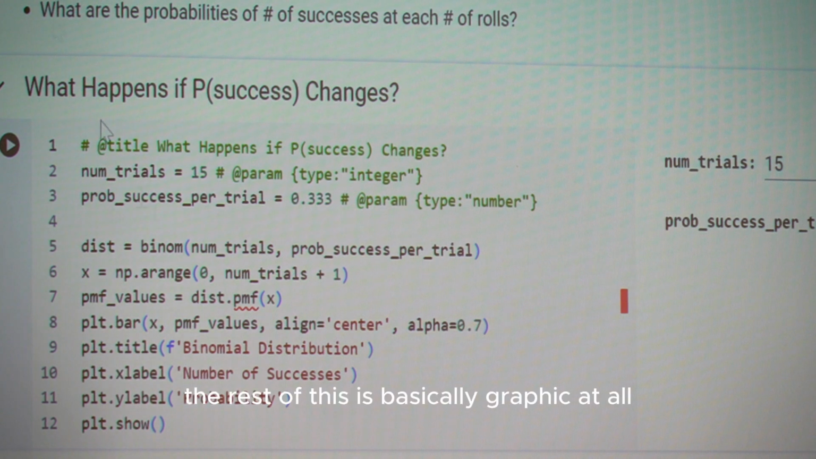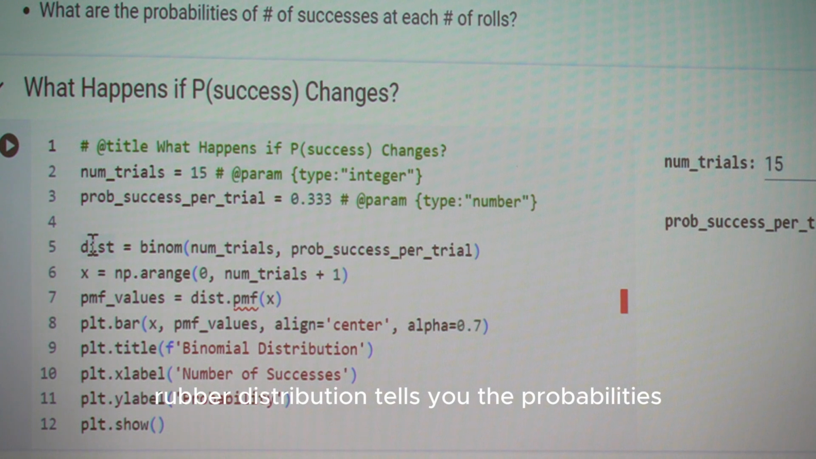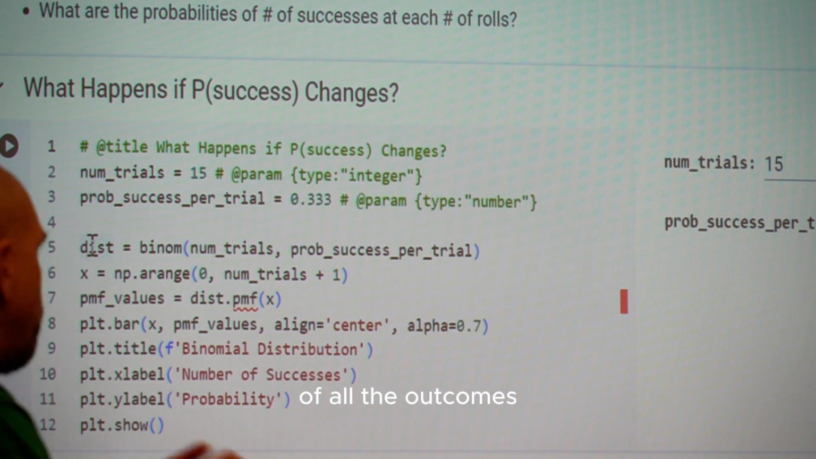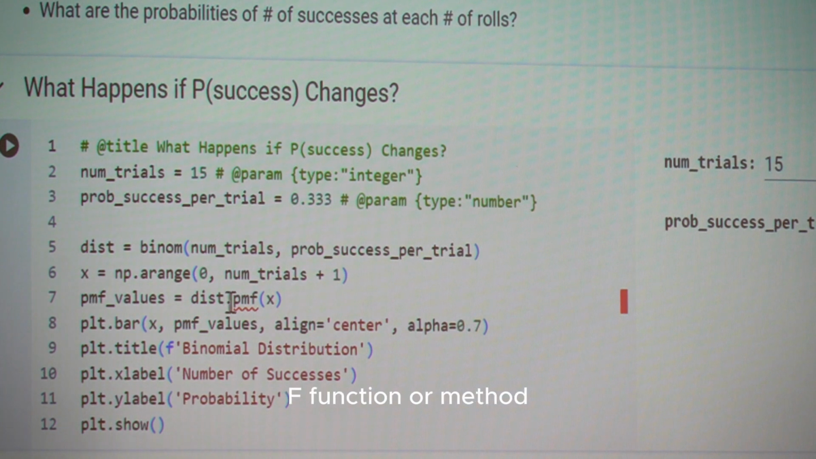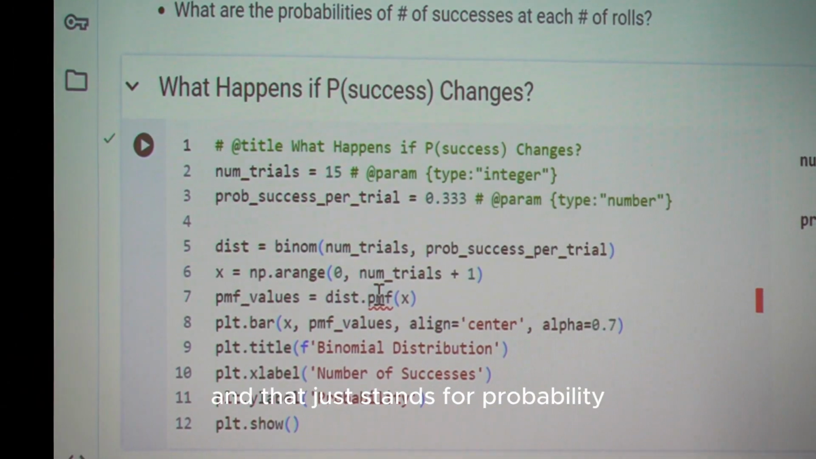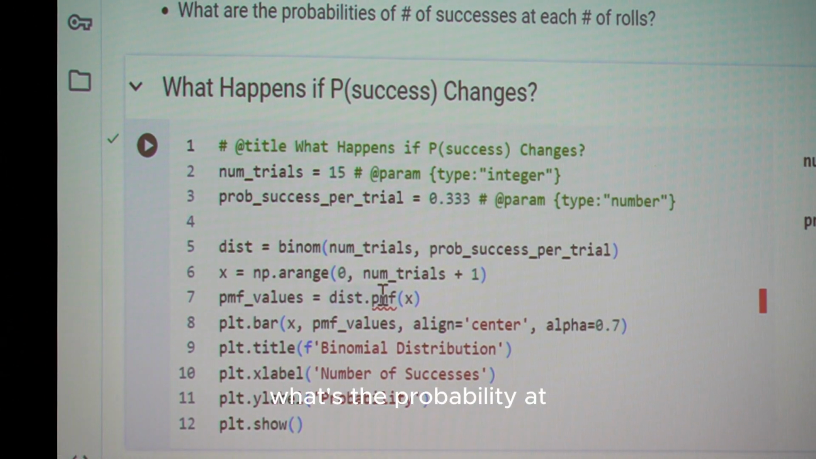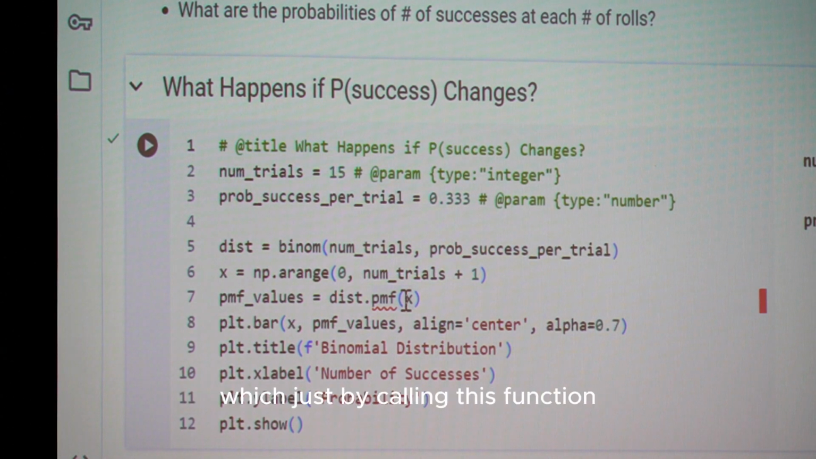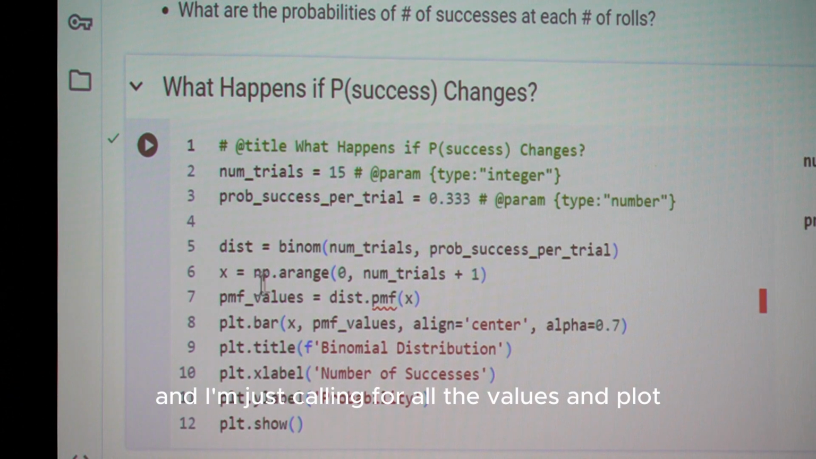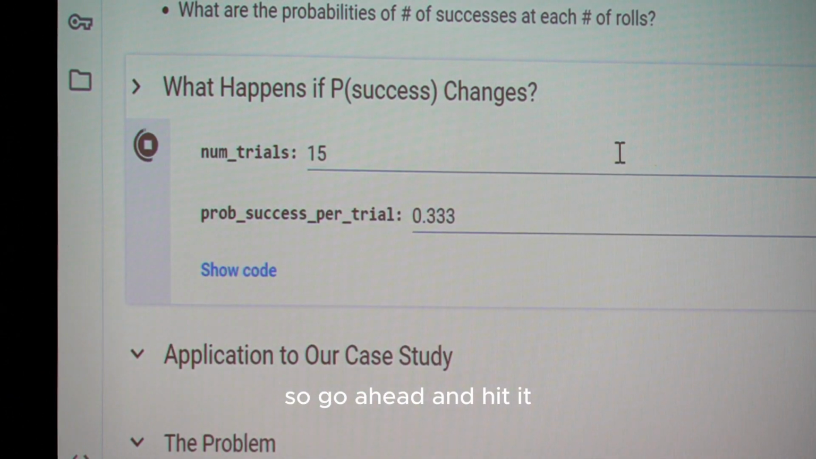Then the rest of this, I'm just graphing it. But essentially, once I get this distribution, remember, the distribution tells you the probabilities of all of the outcomes. I can then query the distribution by calling the PMF method, which stands for probability mass function. It tells me the probability at 0 successes, 1 success, 2 successes. So I can query it for every level of success, and I'm calling it for all the values and plotting them. So, we'll go ahead and hit it.